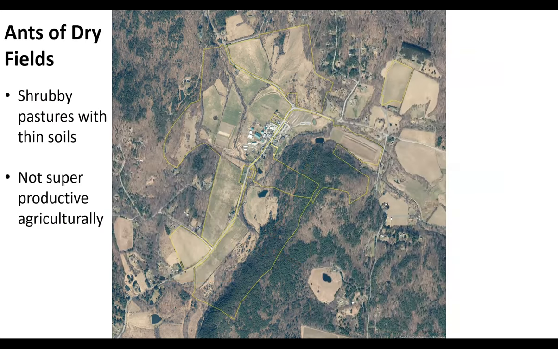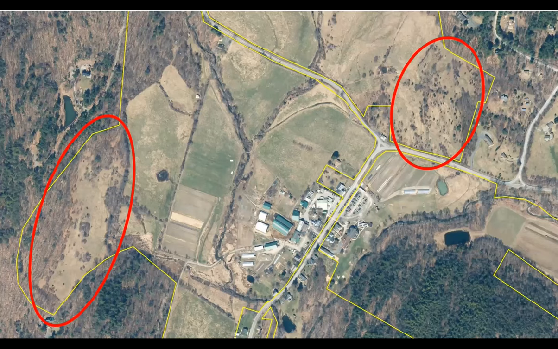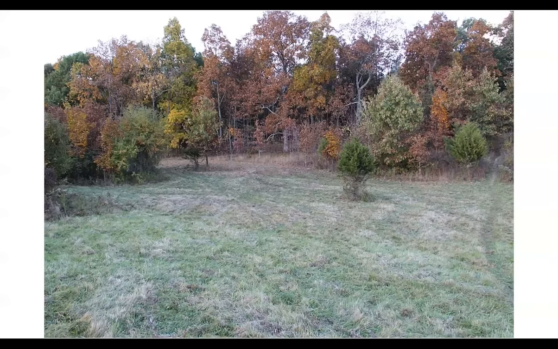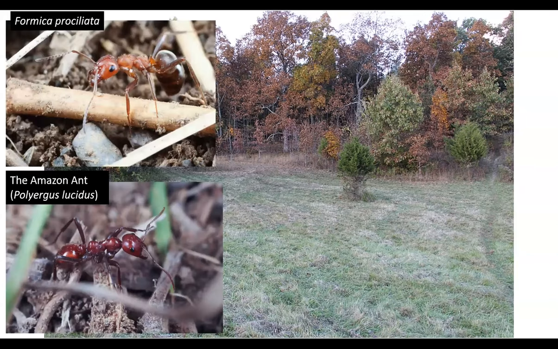And then ants of dry fields. So these fields have thin soils. There's some shrubby plants there, and they're not super productive agriculturally. They're pretty marginal, and we can zoom into those. This is a photo of one of the fields in the fall after a mowing, and these are kept open by mowing. The cows are grazing here, and these dry fields, these dry pastures, are important for rare ant conservation.